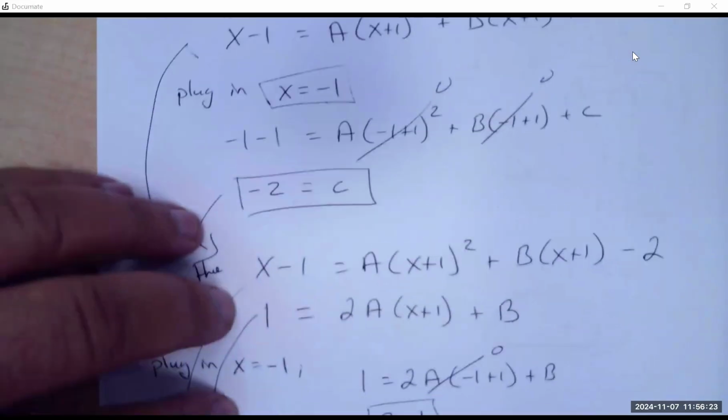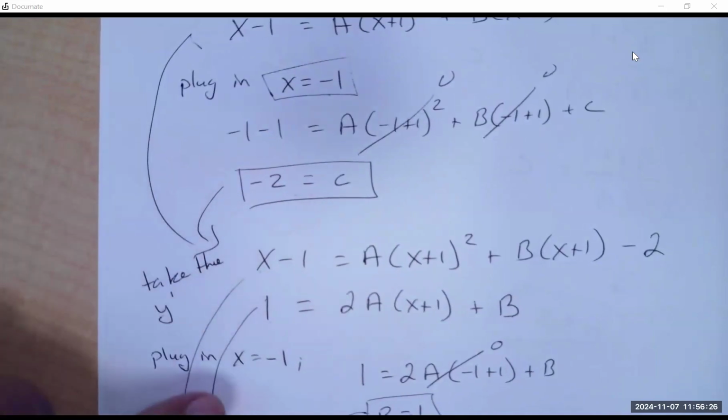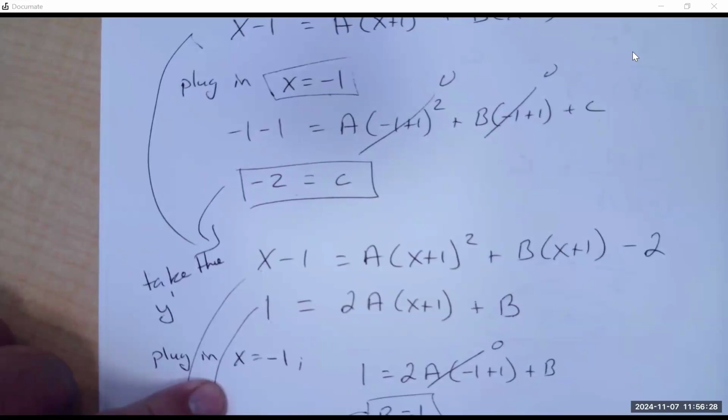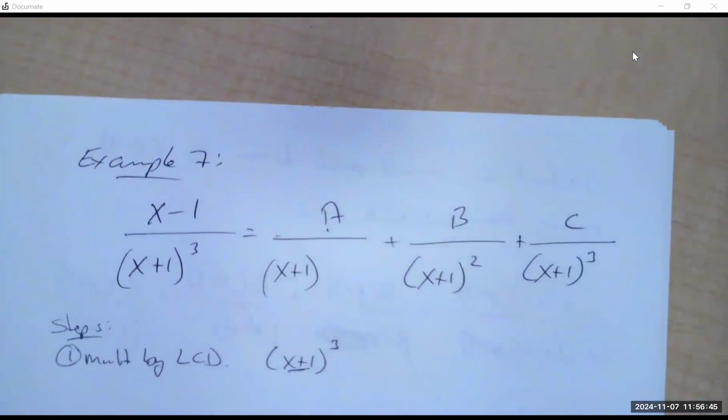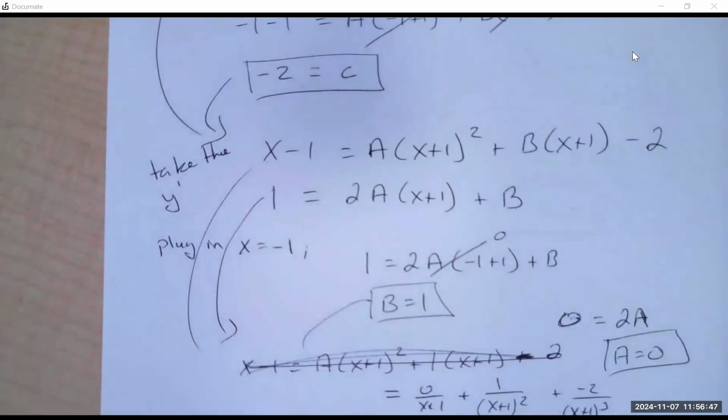So our answer becomes 0 over x plus 1, plus 1 over x plus 1 squared, plus -2 over x plus 1 cubed. That's what we get when we plug in a, b, and c. That's all it's asking us to do. Yes, c is going to be pretty much the same thing. The last one's going to be the same thing.